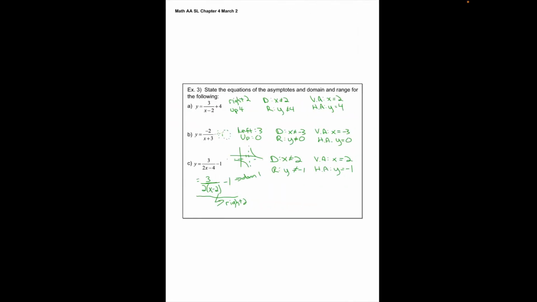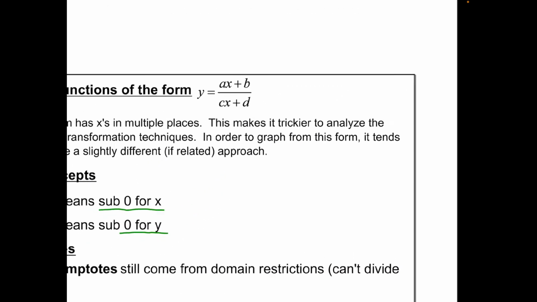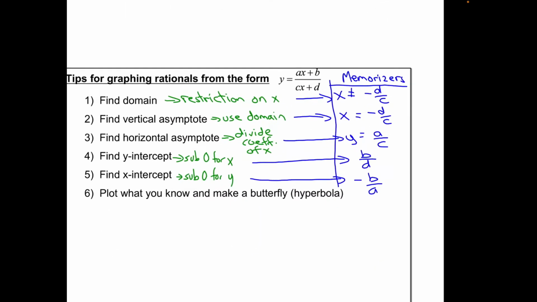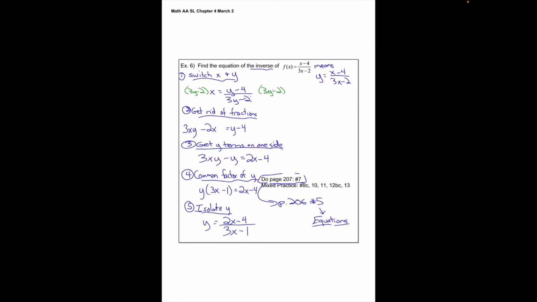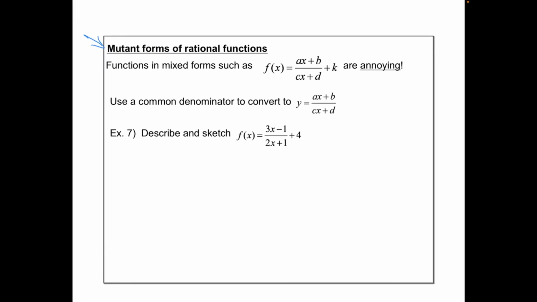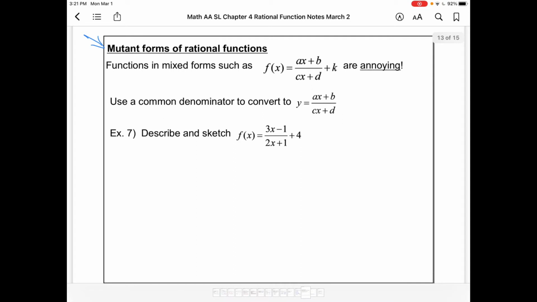And then we looked at some where we got it as a linear over a linear, and we had all these rules that we could memorize for it, which was ridiculous. Or we could start thinking about the domain and the vertical asymptotes, different things that we could pick out about the graph. And in between those two forms, we get this thing that I'm jokingly calling a mutant form of rational function, where it has both the characteristics of this linear over linear bit, and it has a plus k at the end.